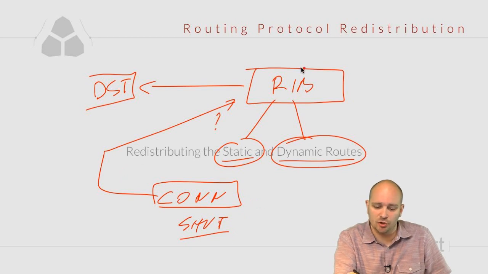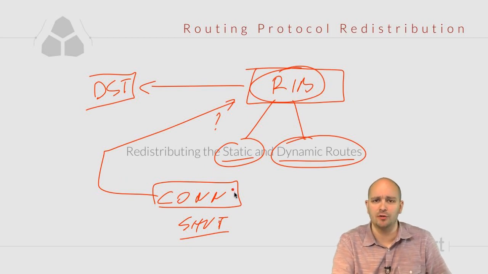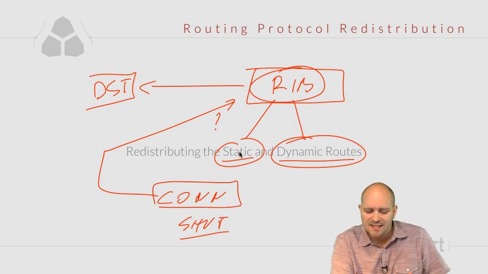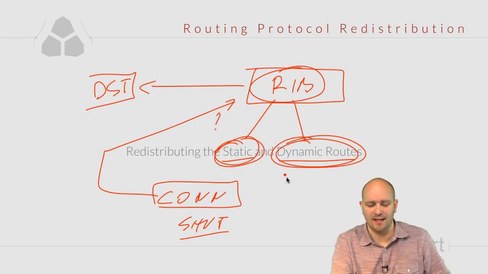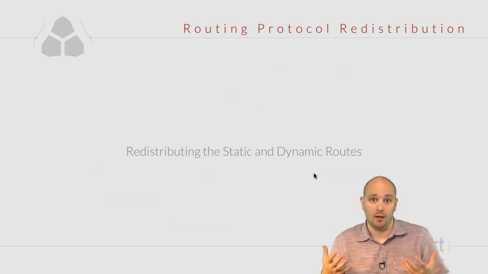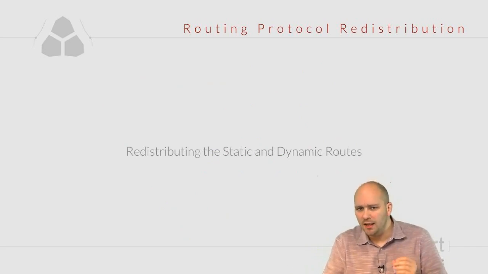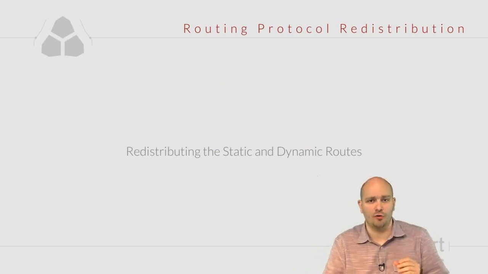If the route is not in the routing table, and in the case of connected routes, that means if the interface is shut down, this route will not be redistributed. Same thing goes for static and dynamic routes. But static routes, due to their, well, static nature, may require a little bit more look into the dangers of thinking that you are redistributing static routes when you are in fact not doing that.